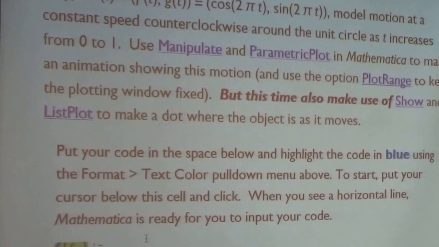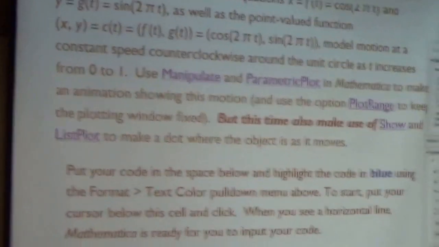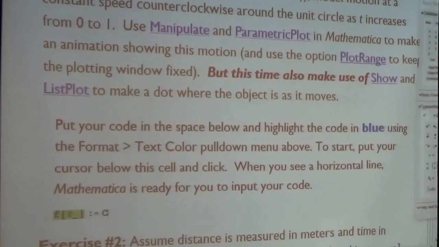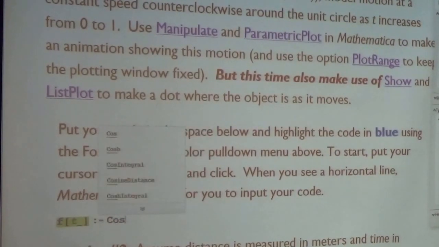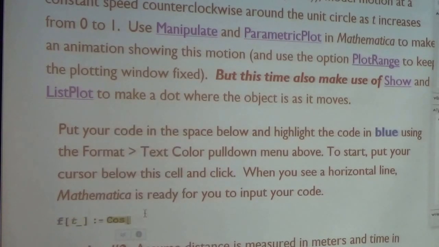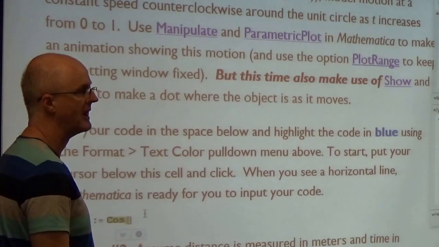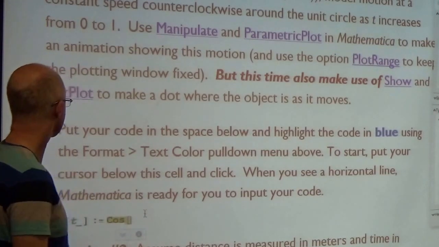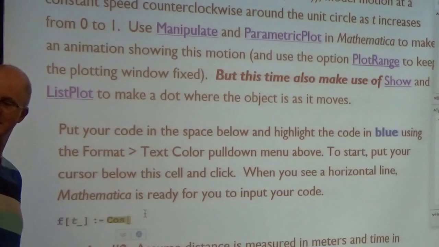F of t is going to be cosine of 2 pi t. Built-in Mathematica functions are always capitalized, including cosine, sine, tangent. Function arguments always get square brackets. That's true for functions like Manipulate and Show and Plot. ParametricPlot is also true for mathematical functions like cosine, square brackets.